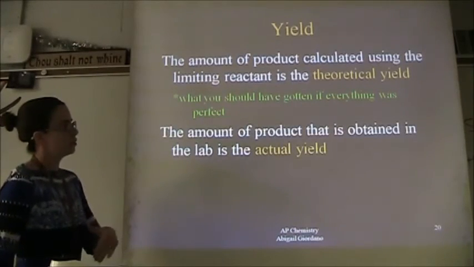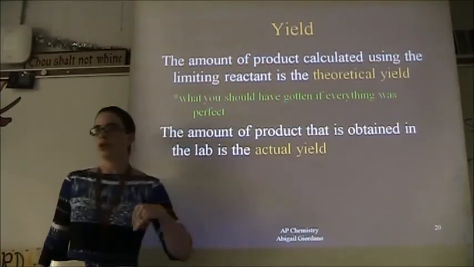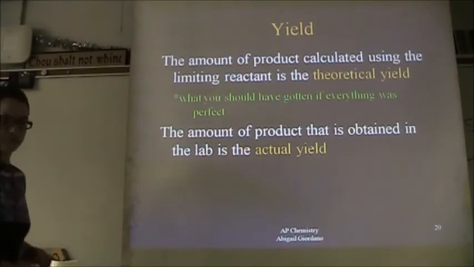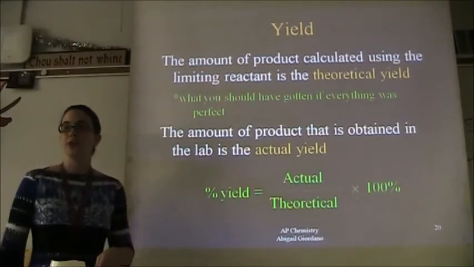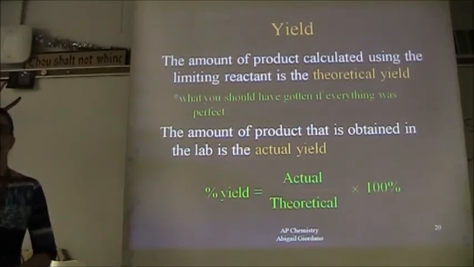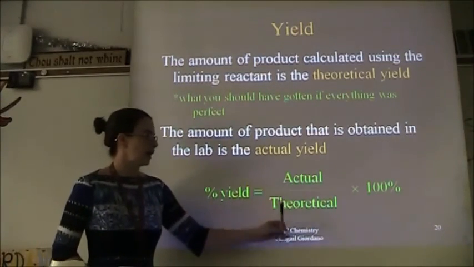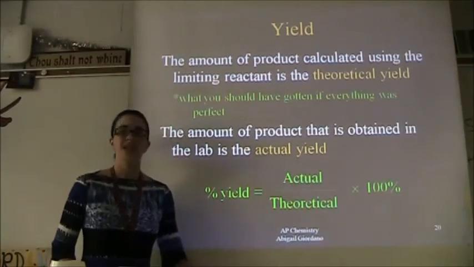So there's theoretical yield, there's actual yield. You go into the lab, you run this reaction with some kind of error, because we just can't help that. The amount of product you actually get, that's your actual yield. Put the two together and you can calculate a percent yield: actual divided by theoretical. A comes before T in the alphabet.